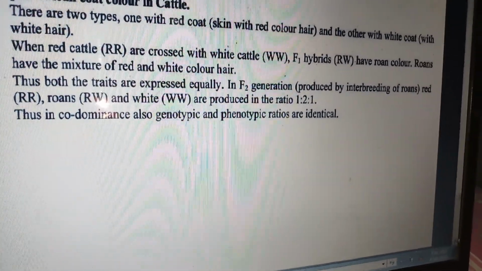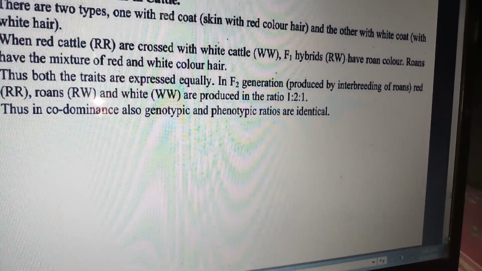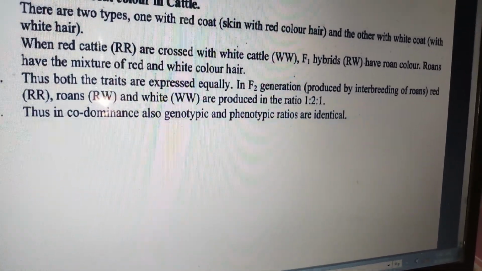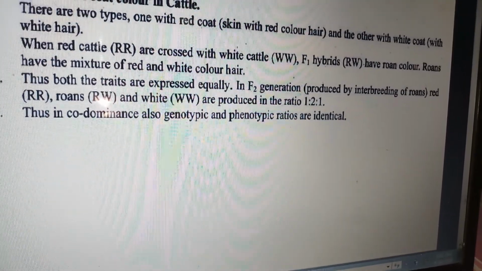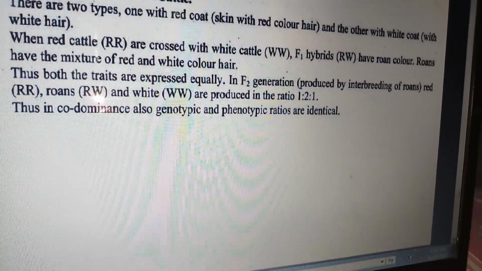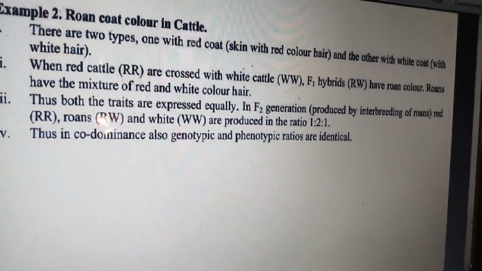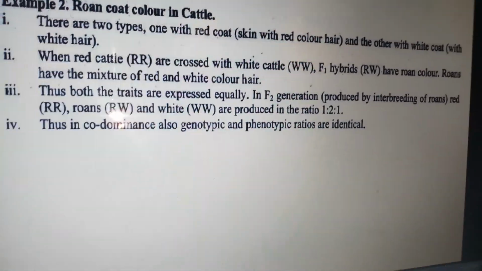Thus, both the traits are expressed equally. In the F2 generation produced by interbreeding of roans, red, roan and white are produced in the ratio of 1:2:1. Thus, in codominance also, genotypic and phenotypic ratios are identical.